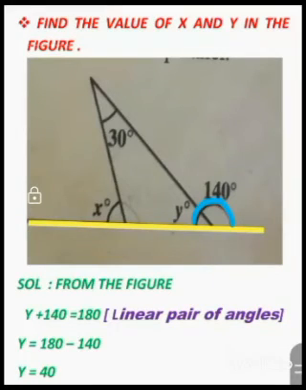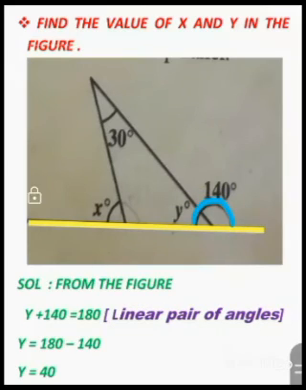Okay, let us move to the last sum, children. Find the value of x and y in the given figure. So we have to find out the value of x and y from the given figure. You observe the figure here, children. Here this is a straight line and a ray stands on a straight line. Then the sum of two adjacent angles is equal to 180 degrees. What is this, children? Linear pair, isn't it?